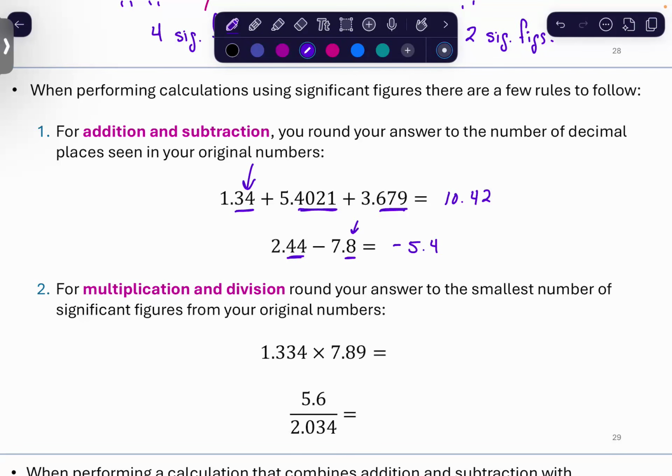Multiplication and division is you're going to round to the lowest number of significant figures. So if you look at this first one, this multiplication, you have 4 significant figures and 3 significant figures. So I have to round my answer to 3 significant figures because 3 is the smallest one. Or I have the 5.6 divided by 2.034, 2 significant figures versus 4. 2 is the smaller one, so I have to round to 2.8.